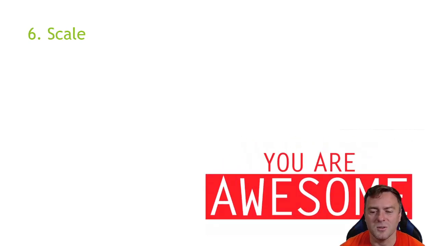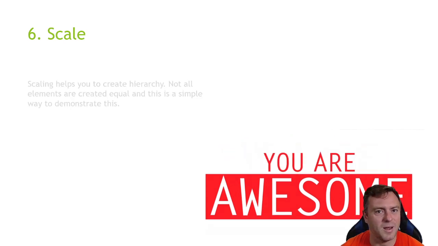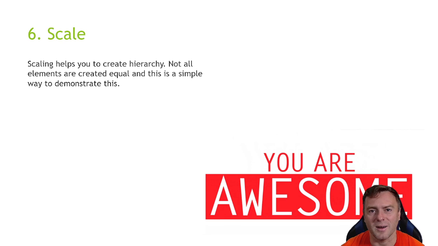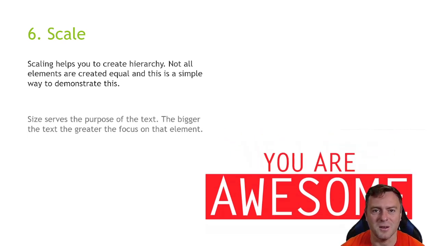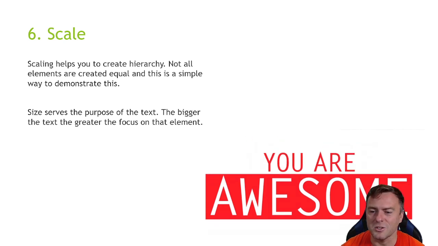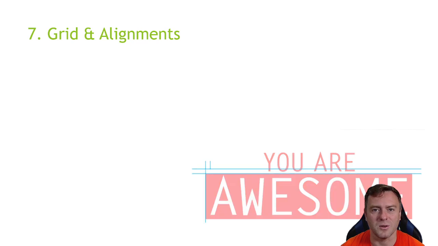Then the scale. If you change the scale, it highlights what is the more important aspect of what you're trying to convey. So scaling helps you create a hierarchy. Not all elements are created equal, and this is a very simple way of showing how you want to demonstrate this. The size shows the purpose of the text. Generally, the bigger the text, the more important the focus.